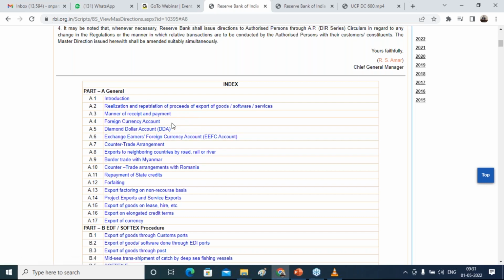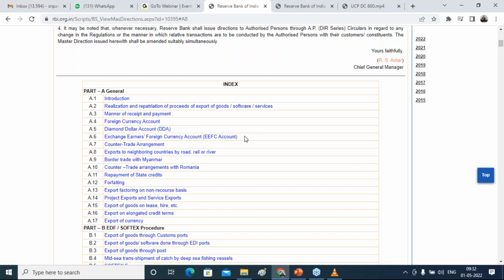For example, if you temporarily want to put on an exhibition overseas, the payments will be given in that overseas country's local currency. In such a case, I will tell you how to make the temporary account. Then the EEFC account, meaning the exchange earners foreign currency account. This is very beneficial for those who do both import and export.